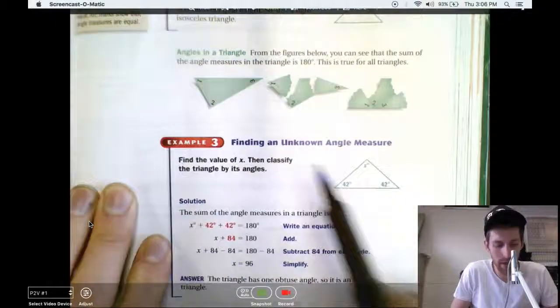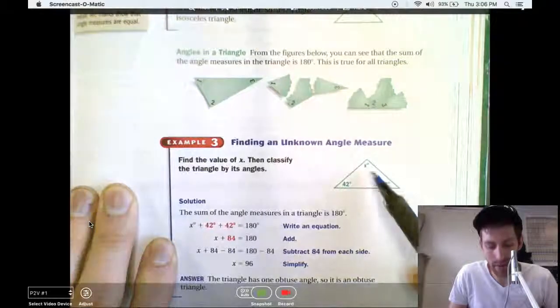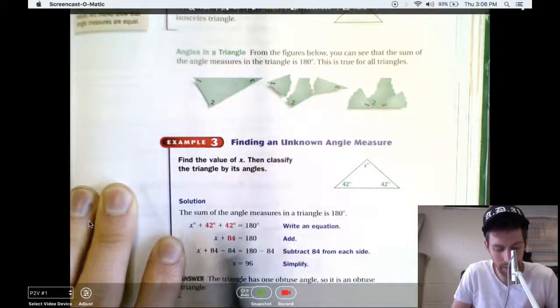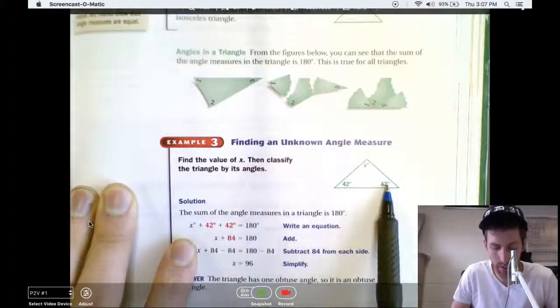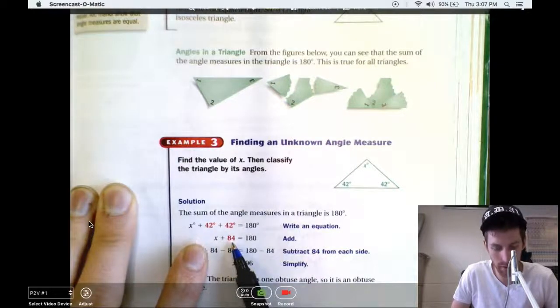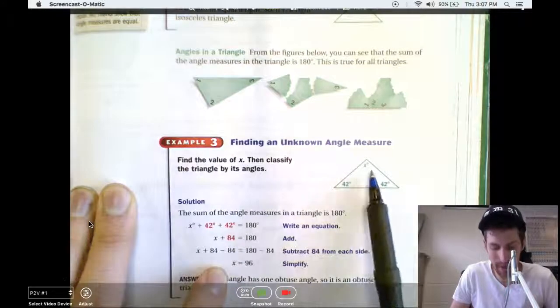Down here, if all the angles in this triangle add up to 180, how could you figure out what x is? Well, set up a little equation. X plus 42 plus the other 42 equals 180. Combine those 42s, subtract that 84 from both sides, and x is 96.